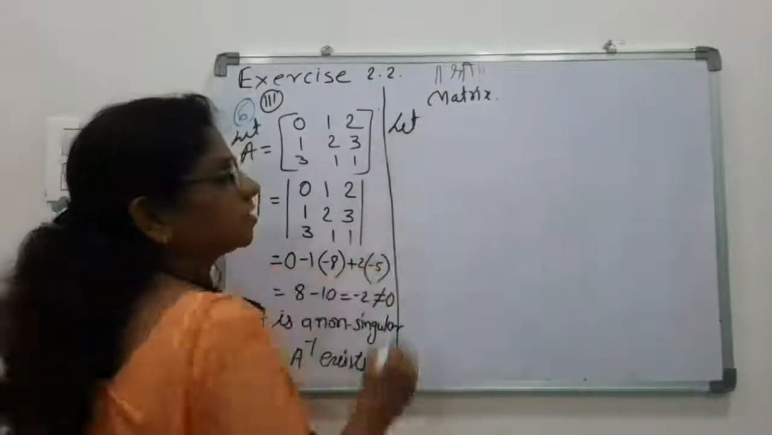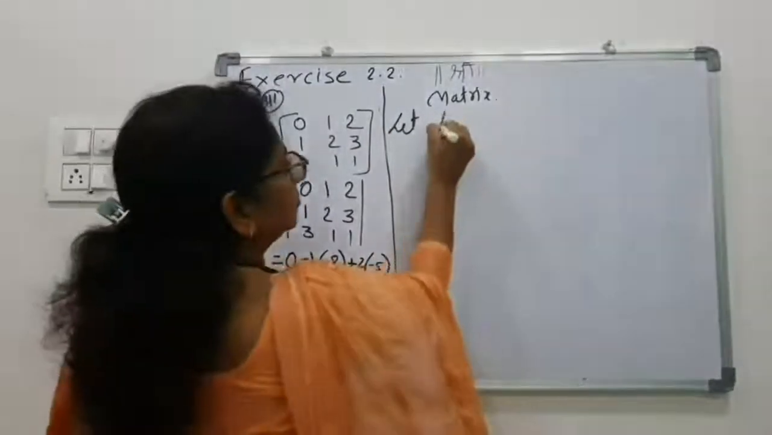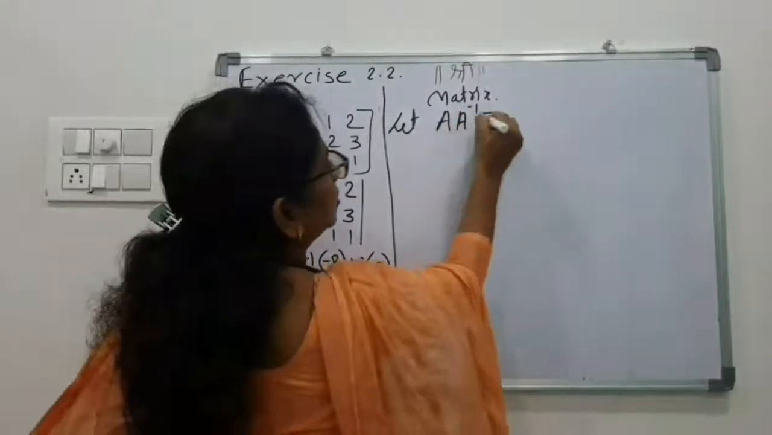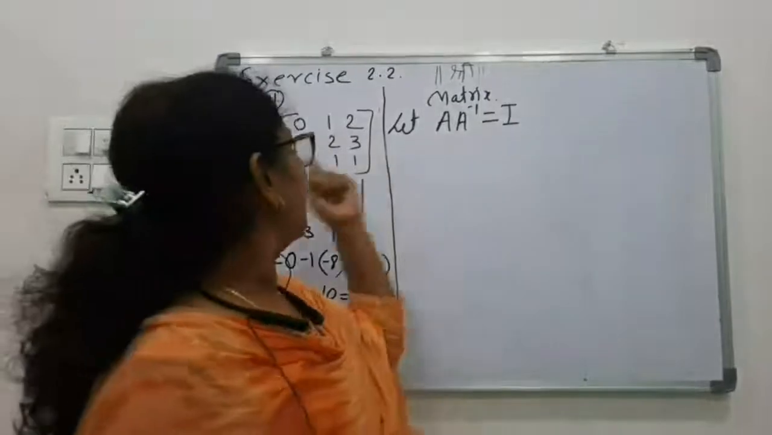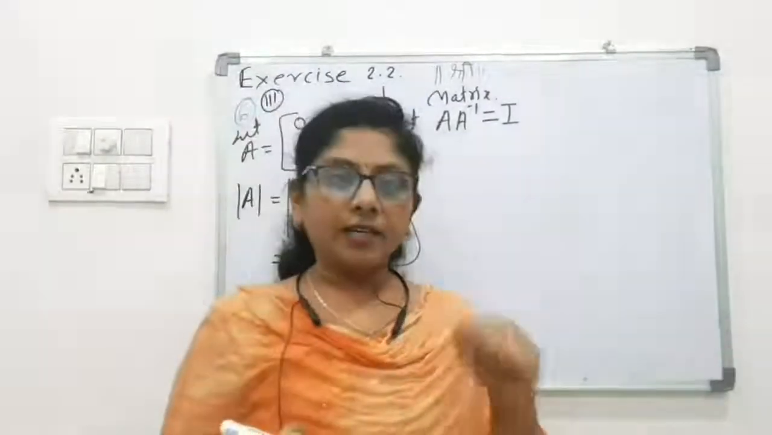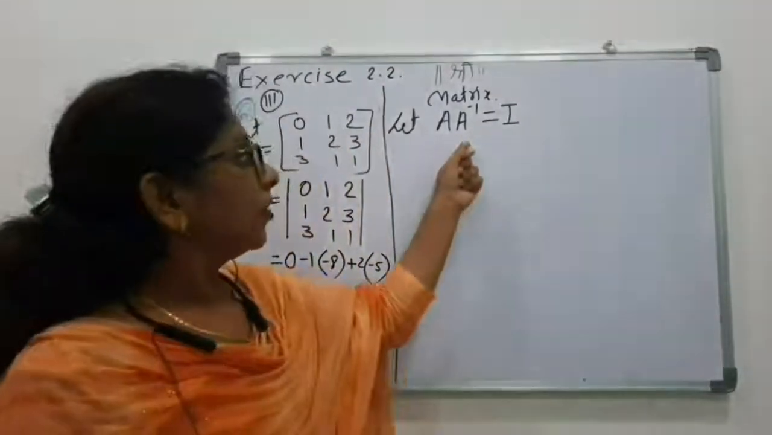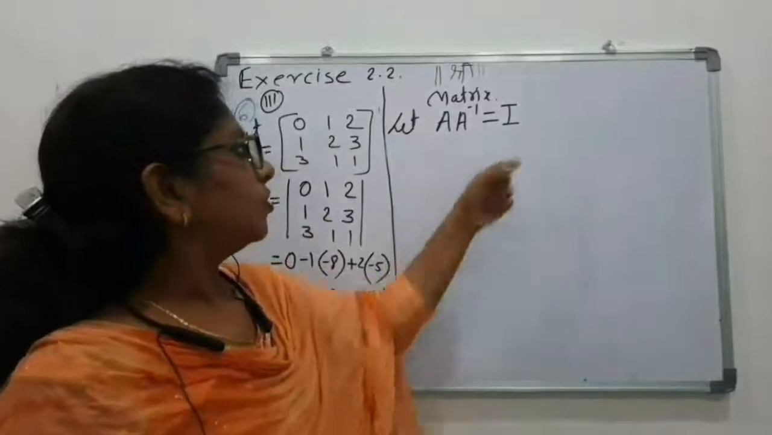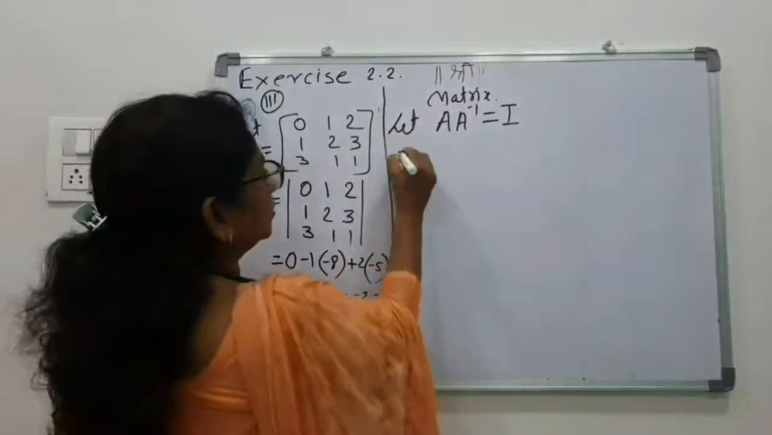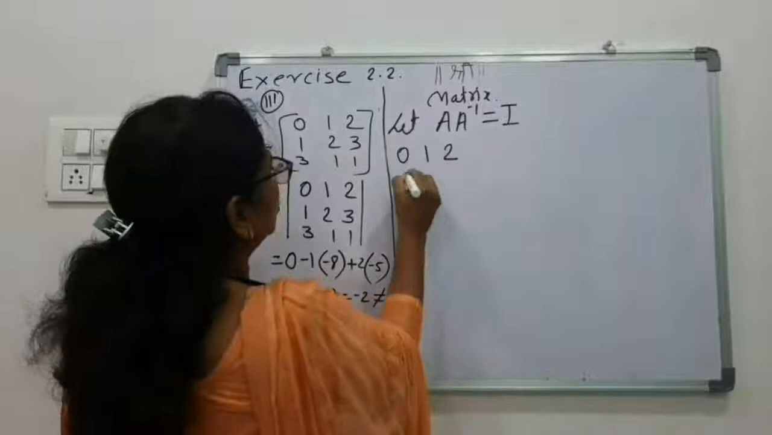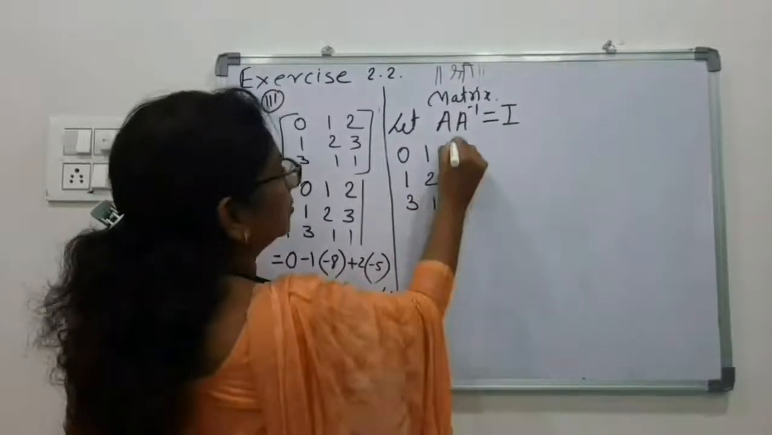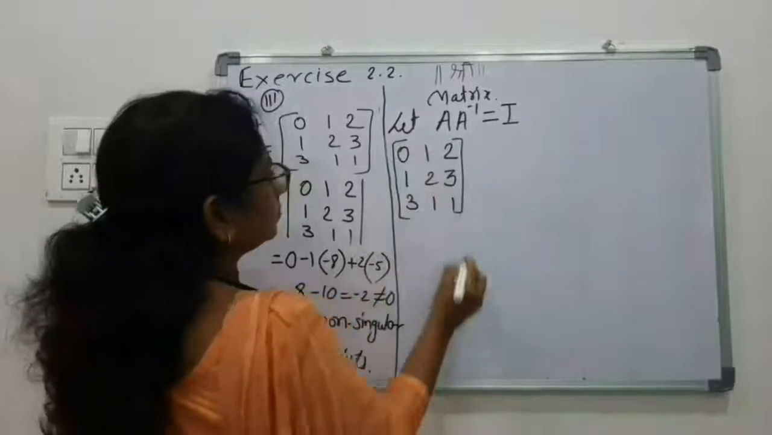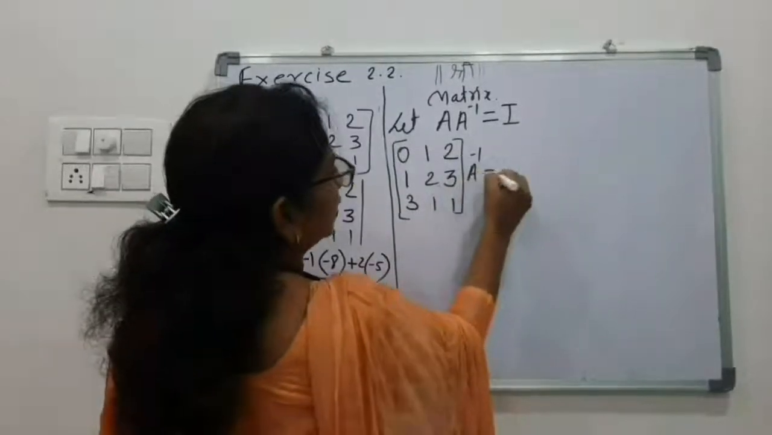So what is the first step to find the inverse? Write down A = I. Whenever you have to find the inverse by elementary transformation, this is your first step. Now put the values of A and I. What is A? [0, 1, 2; 1, 2, 3; 3, 1, 1]. A inverse and I.